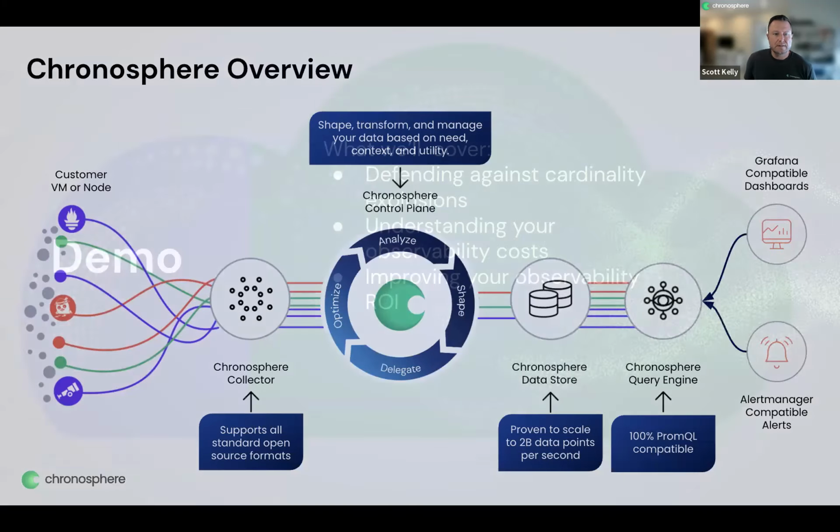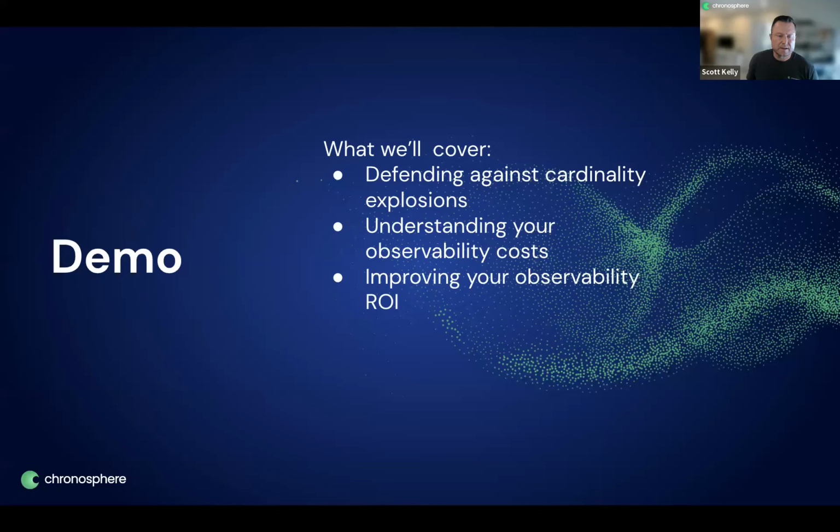So, John, we want to discuss quickly what you're going to demo, and then we'll jump right into it. Yeah, I think there's a couple different use cases we're going to try and touch on here. So first, we'll talk about how you can mitigate the impact of cardinality explosions we've talked about here, and then dive into how you can better understand what your observability costs look like and where they're coming from, and then also make sure that you're getting the right ROI on the data that you're sending into Chronosphere.